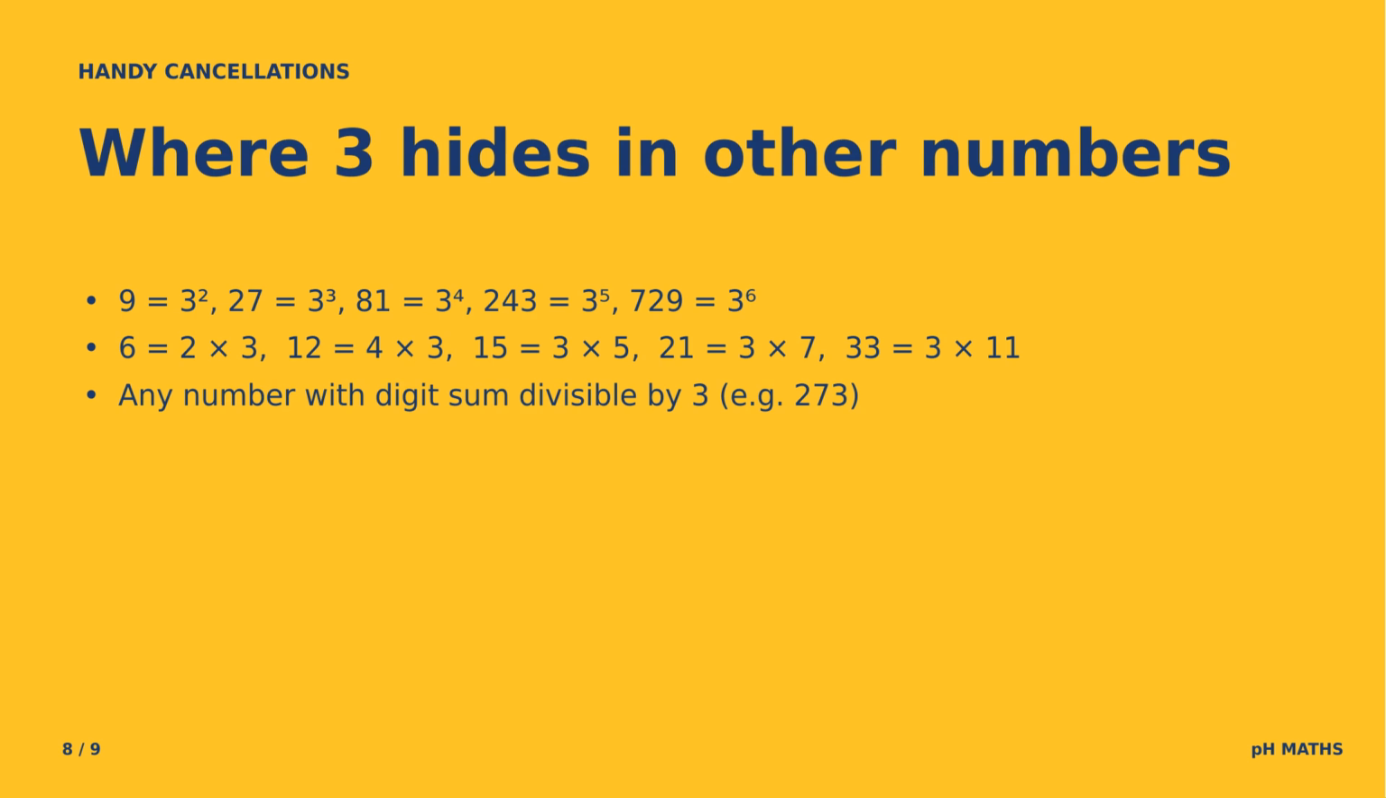all powers of 3. 6, 12, 15, 21, 33, all multiples of 3. Easy to spot once you've done the digit sum test. If you ever face a fraction with a large numerator and you're unsure whether it cancels, run the digit sum test for 3, because it often saves vital minutes.